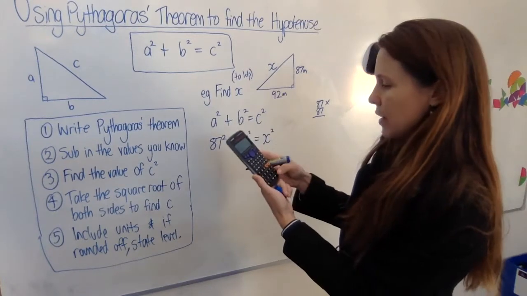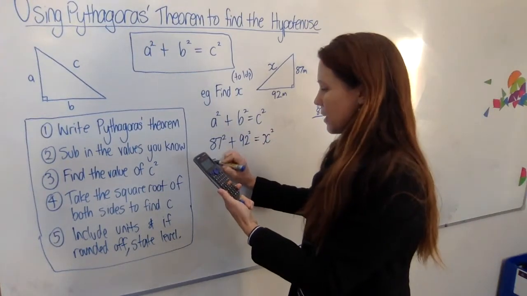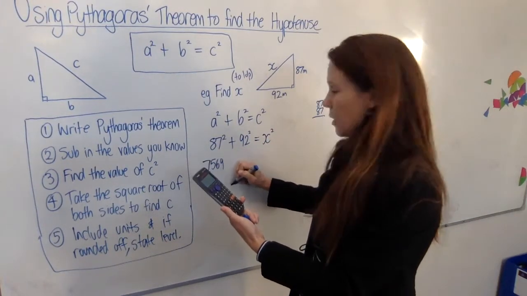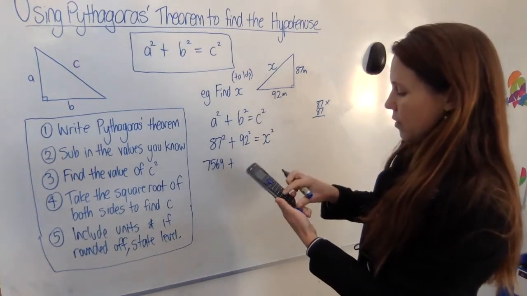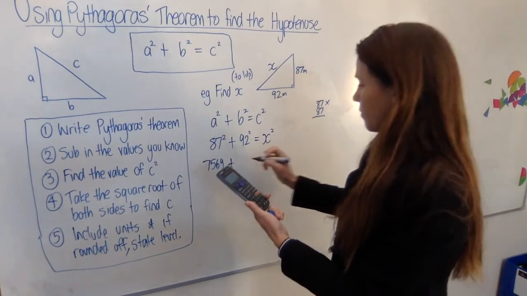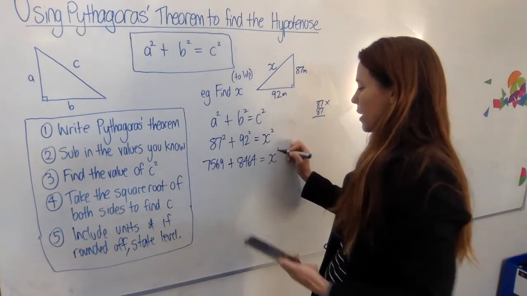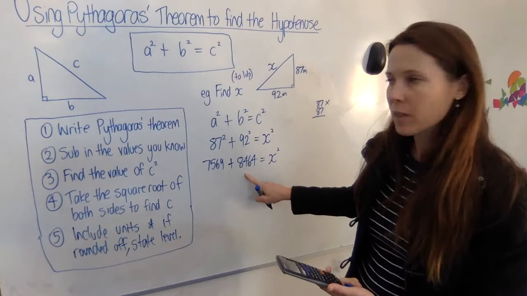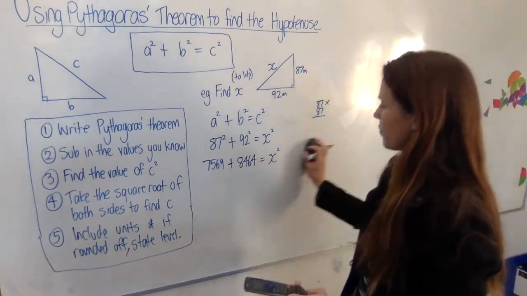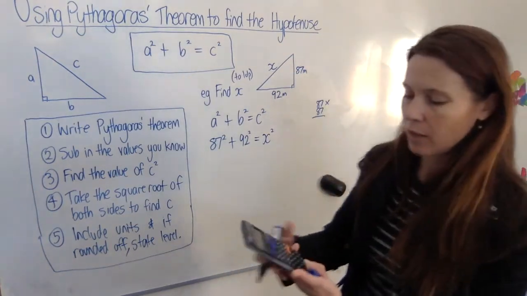Now you could figure out 87 squared and actually write it down, okay? And then figure out 92 squared and write that down. And then on the next line, you could add those two big numbers up. But if you're reaching for your calculator, why not be efficient and put it in one go?